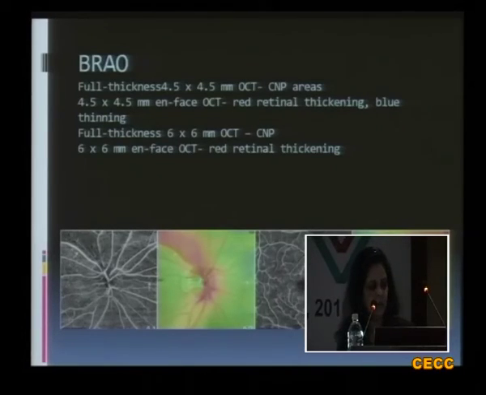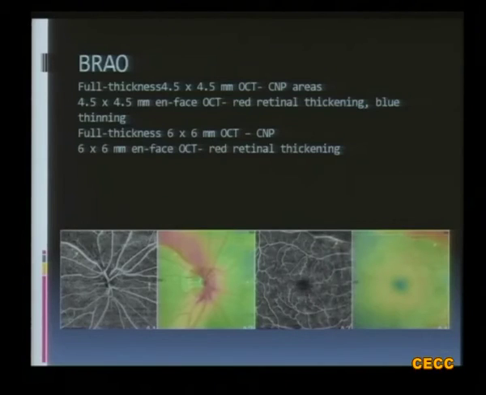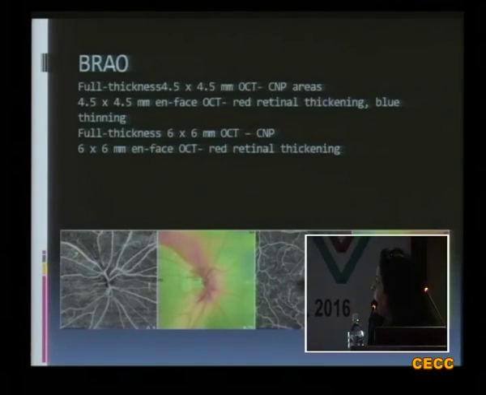In BRAO, it would show areas of capillary non-perfusion as here and here, and these red areas are basically areas of thickening which correspond with the edema, and these blue areas are the areas of thinning.